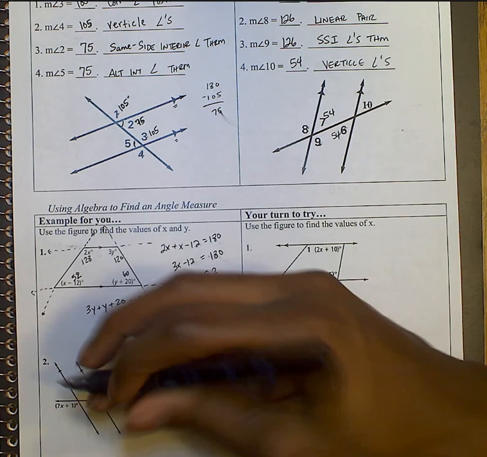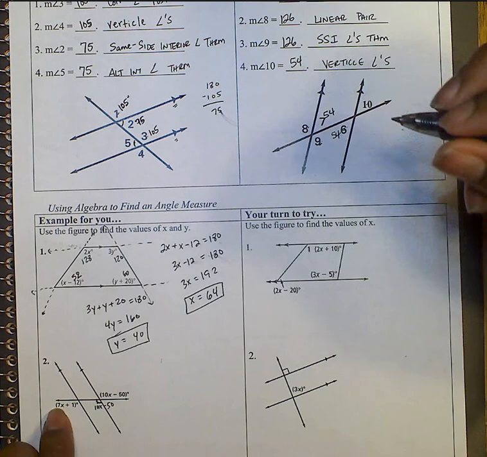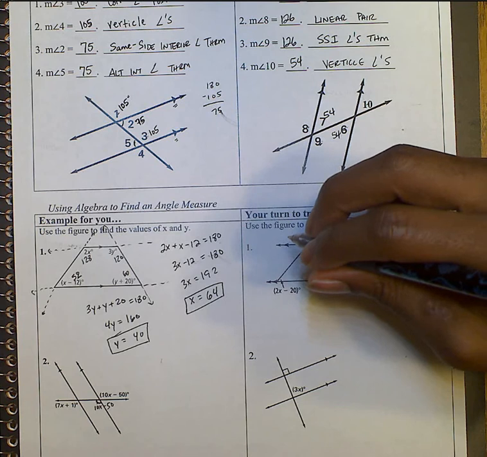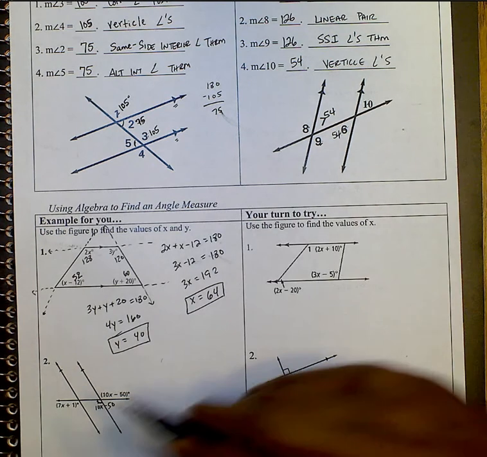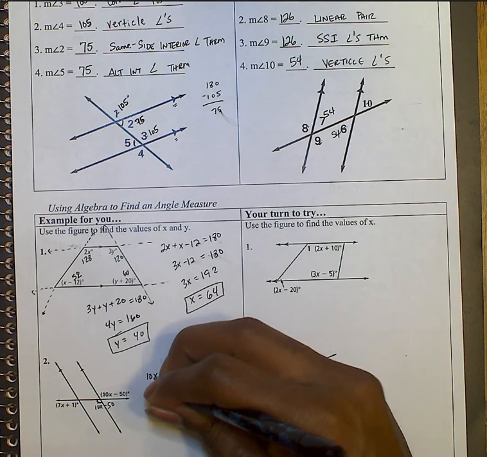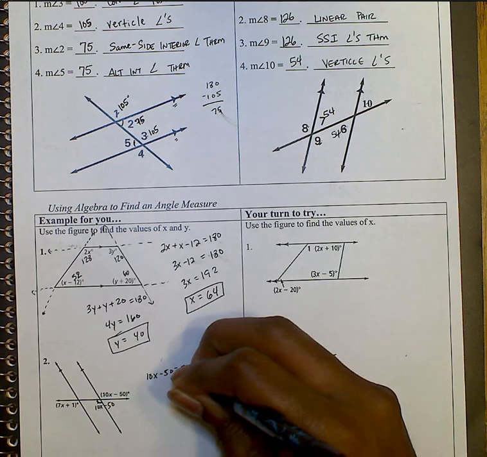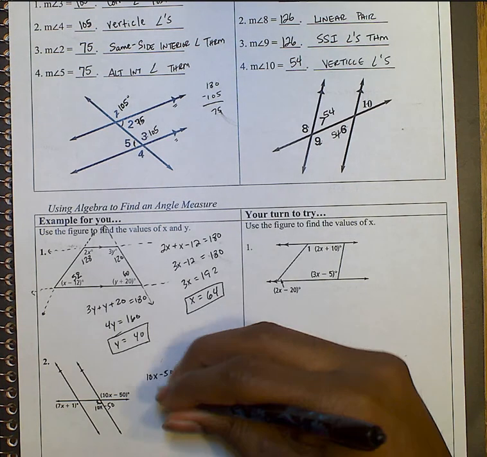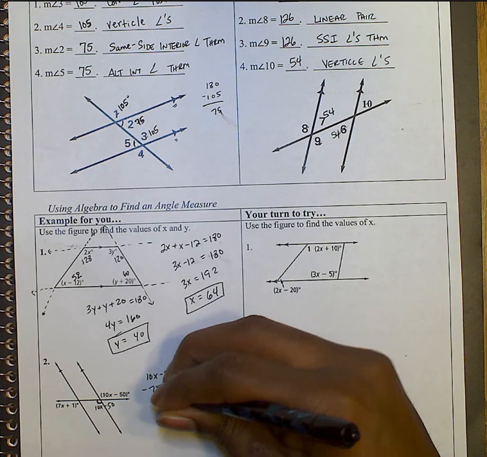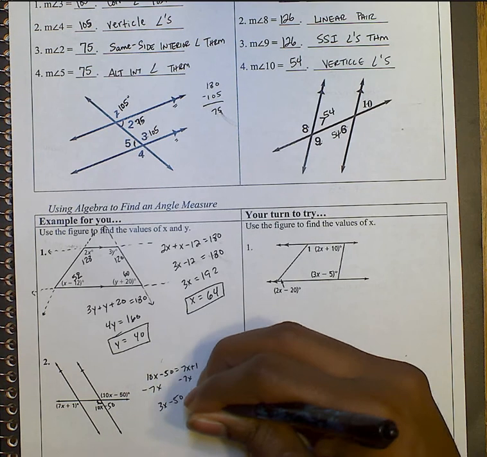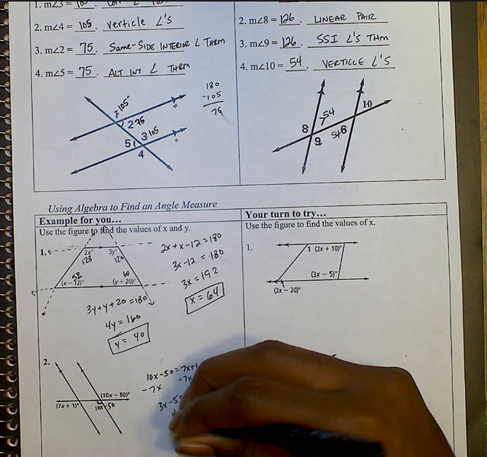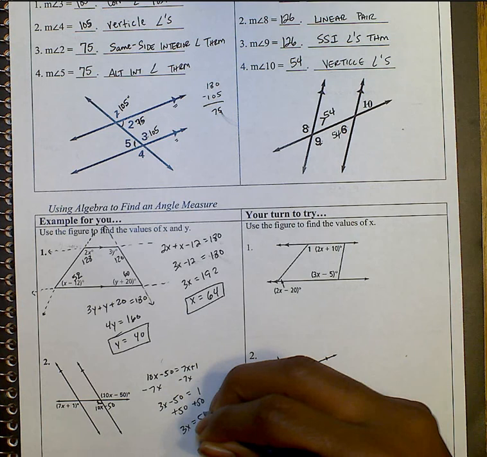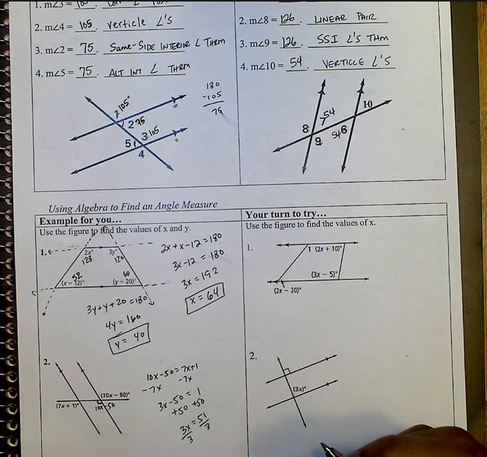Now, moving this angle here because they're vertical angles, I can see that these two are actually congruent because they're corresponding angles. So that could set up my equation as 10x minus 50 equals 7x plus 1. Now I'm just solving it. Subtract 7x from both sides. Add 50. And get x equals 17.